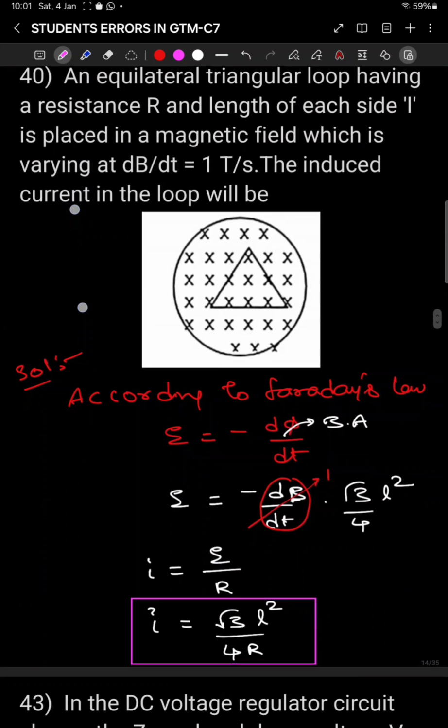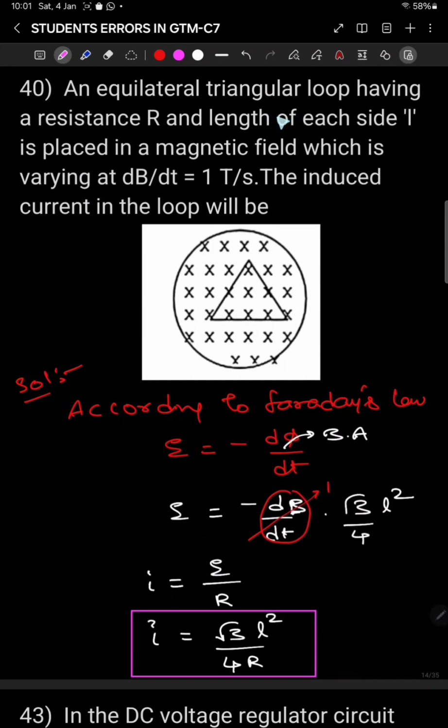Now let's go to the next question again. This question belongs to Faraday's law in electromagnetic induction. Here, an equilateral triangular loop having a resistance R. Here the total triangular loop resistance is given as capital R and each side length is given as small l. It is kept in a variable magnetic field, dB by dt is 1 Tesla per second. They are asked to find the induced current in the loop. According to Faraday's law, induced EMF equals minus d phi by dt. Flux formula is B dot A.